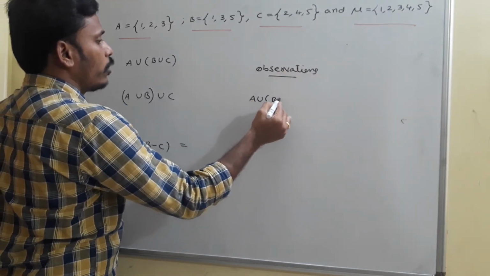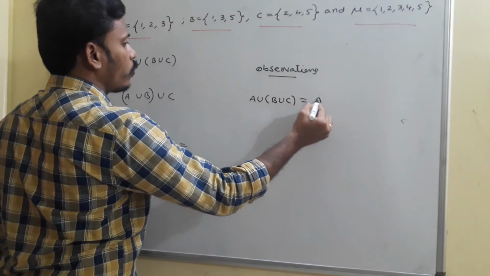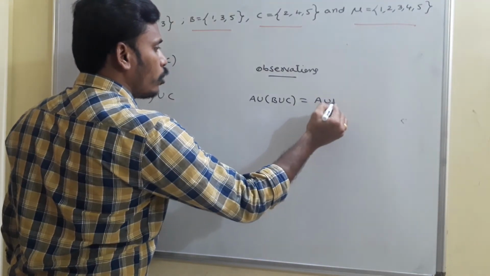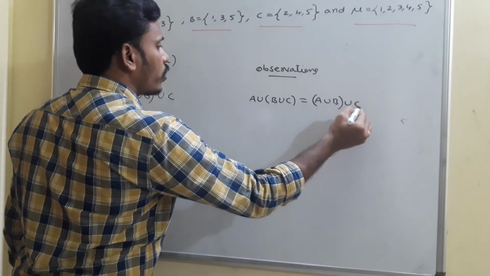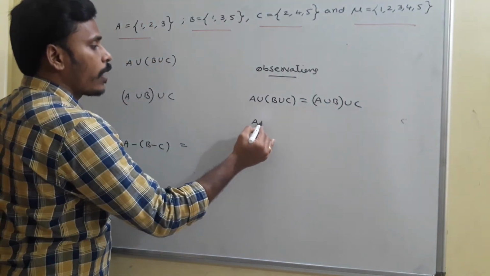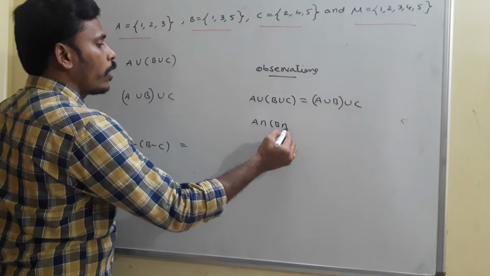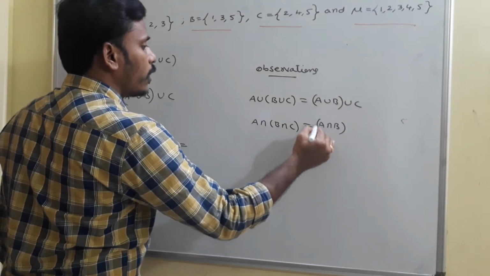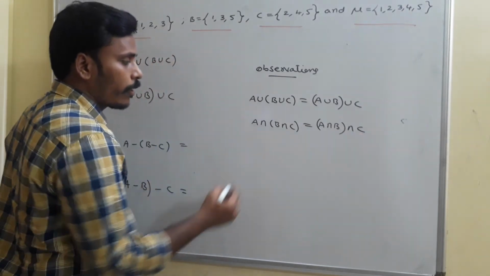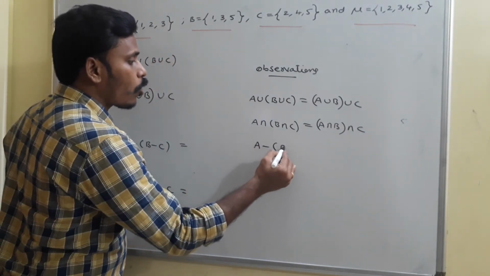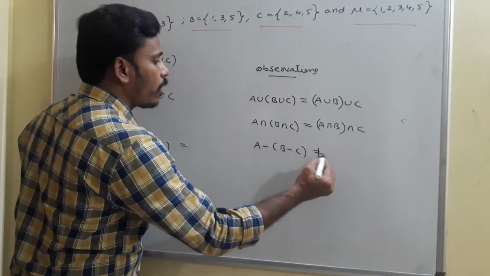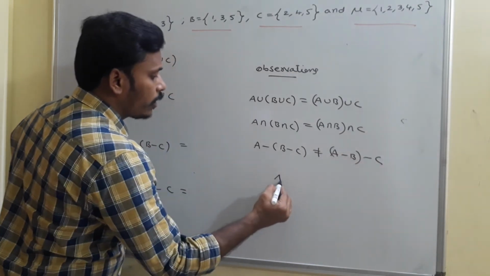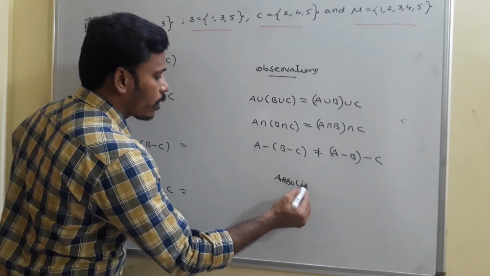This is A union B union C is equal to A union B union C. You just change the order of the brackets. And similarly you can prove this also. A intersection of B intersection C is equal to A intersection B intersection C. And then A minus of B minus C is not equal to A minus B minus C. And these properties are termed as what?